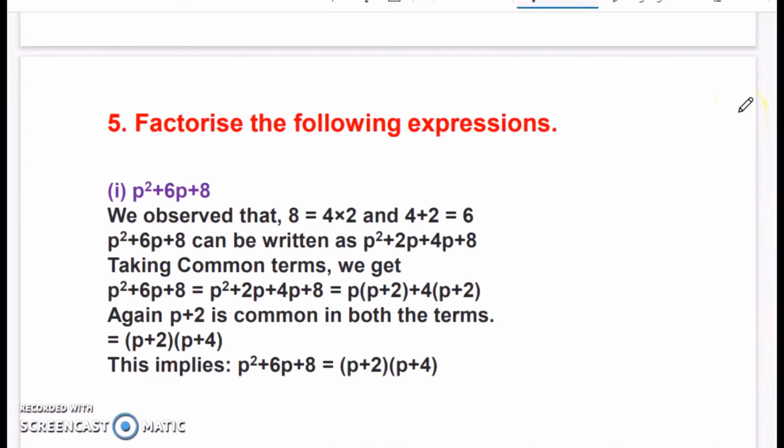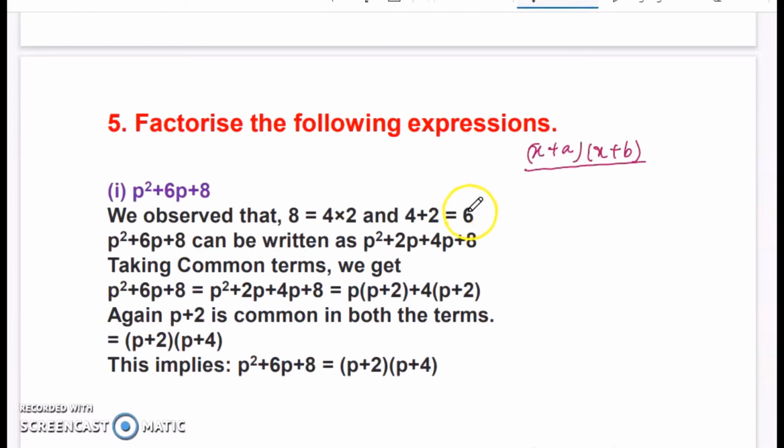We are going to see factorization using another method. This is also one identity only, that is your fourth identity, x plus a into x plus b, that identity. So x plus a into x plus b. Using this identity you will be factorizing.